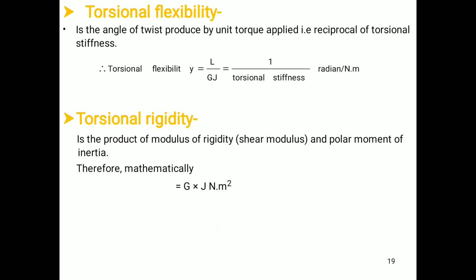Now we are going to define another term, that is torsional flexibility. What does it mean? It is the angle of twist produced by unit torque applied, that is, it is the reciprocal of torsional stiffness. Remember that torsional flexibility is the reciprocal of torsional stiffness, and it is the angle of twist produced by the unit torque applied.